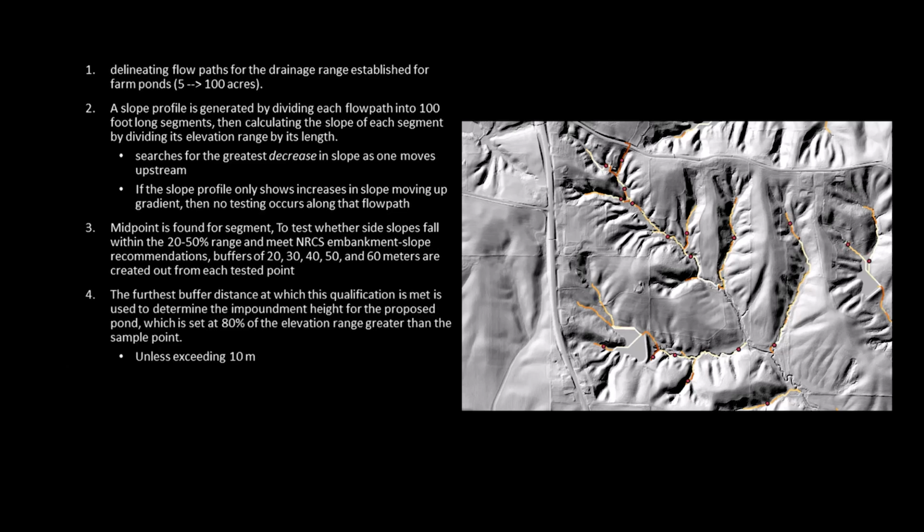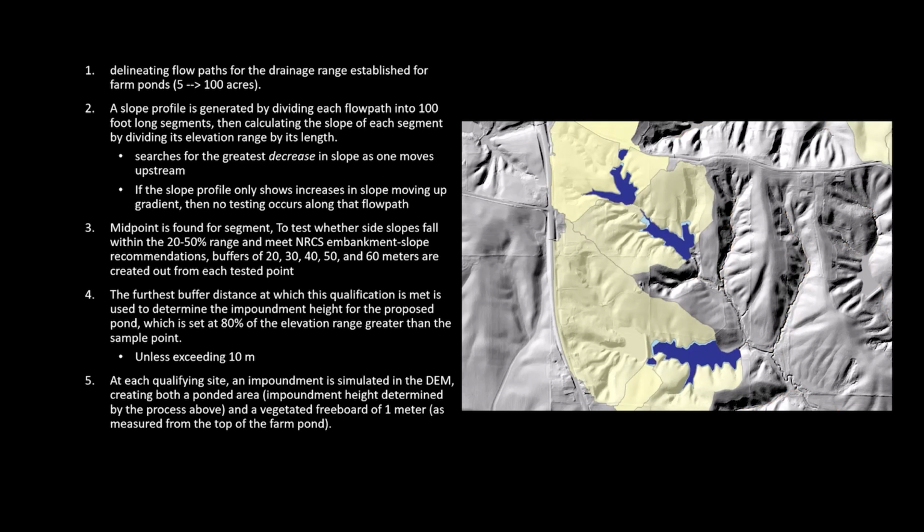The furthest buffer distance at which this qualification is met is used to determine the impoundment height. This will be set at 80% of the elevation range greater than that sample point. However, if that 80% value exceeds 10 meters, it is reduced to the maximum impoundment height of 10 meters. An impoundment is then simulated in the DEM, creating both the ponding area using the impoundment height found previously and a vegetated freeboard of 1 meter as measured from the top of the farm pond. The drainage area is then delineated and statistics are found.